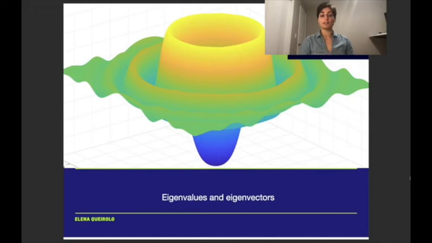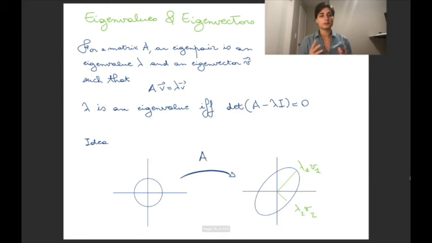In our review of linear algebra, we're now going to be looking at eigenvalues and eigenvectors. An eigenvalue-eigenvector pair is called an eigenpair, and it satisfies the equation A times the eigenvector is equal to the eigenvalue times the eigenvector. That also means that lambda is an eigenvalue if and only if the determinant of A minus lambda times I, where I is, again, the identity matrix, has to be equal to 0.